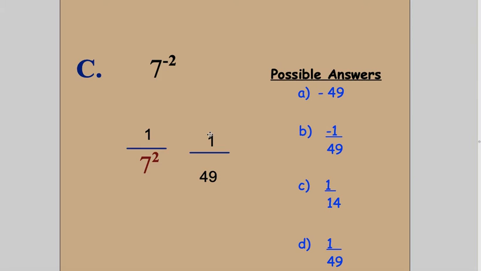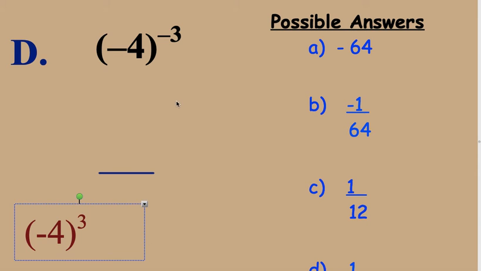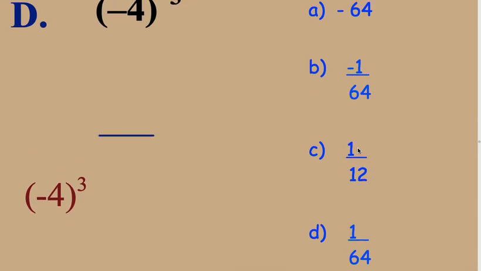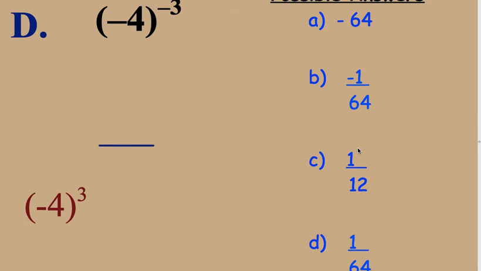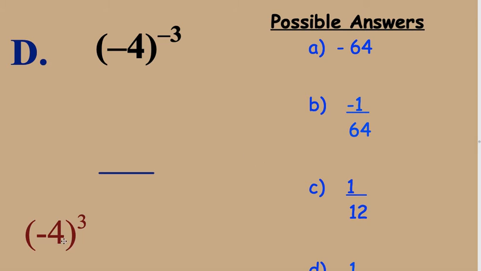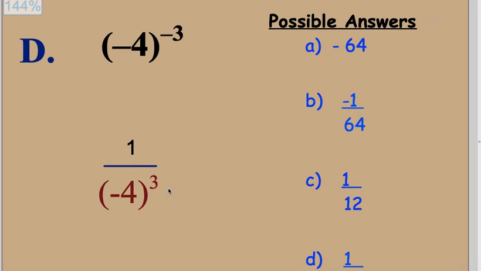All right, the next one I'm going to do is going to have a negative base, and that's where you can make some simple mistakes with it. If I look at this one, I'm negative 4 to the negative third power. If I see a negative exponent, I'm automatically going to think of it as a fraction. So if you look at these answers, we can definitely eliminate A. It's got to be B, C, or D. First thing that pops into my brain is that it's going to be 1 over negative 4 to the third power. Okay?